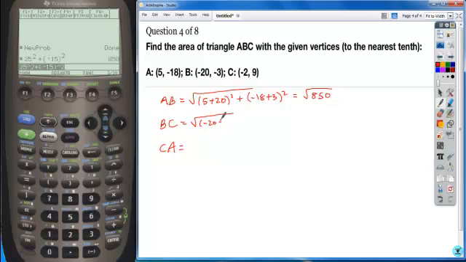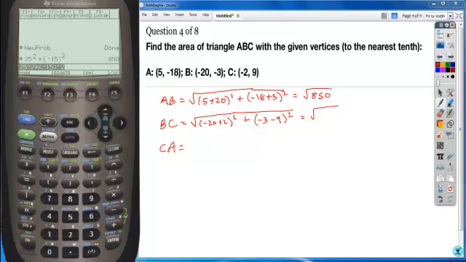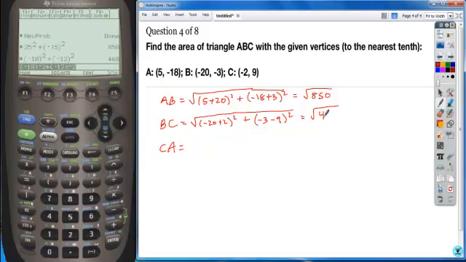negative 20 minus a negative 2 squared plus, for the y's, we get negative 3 minus 9 squared. So again, if we simplify what we have here, we get negative 18 squared plus, here we get negative 12 squared. That gives us 468.